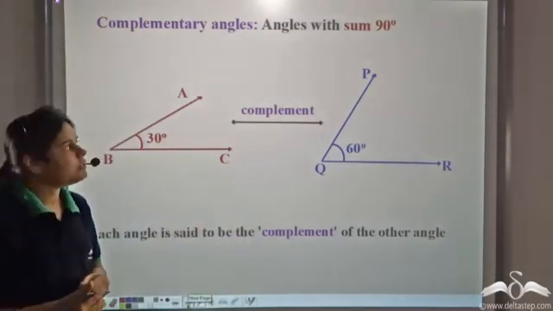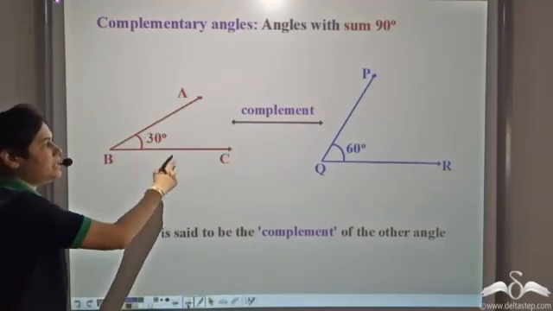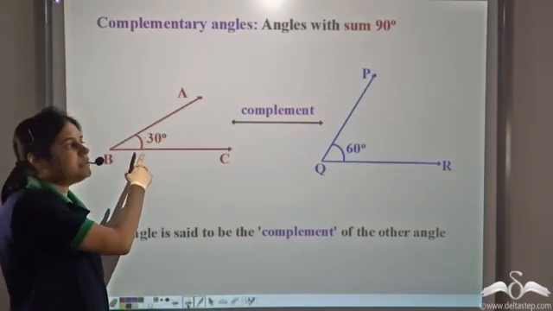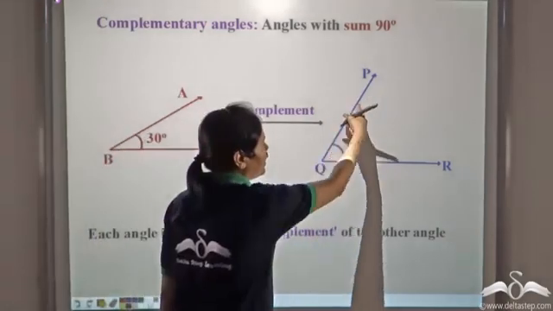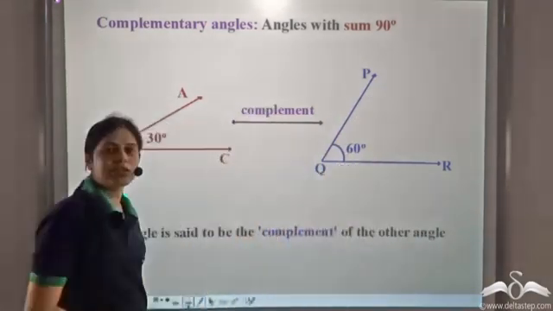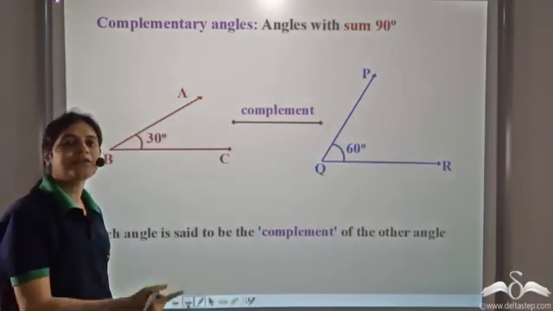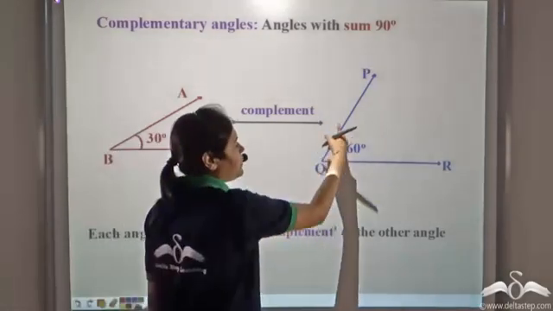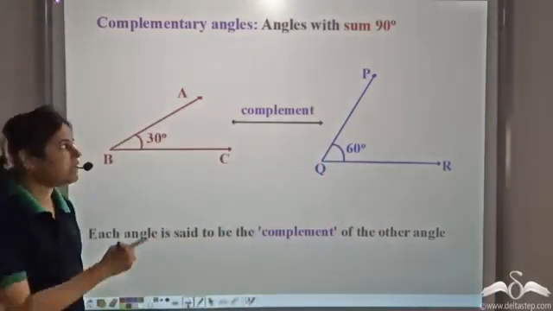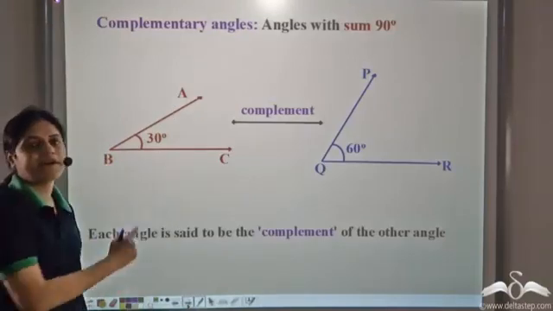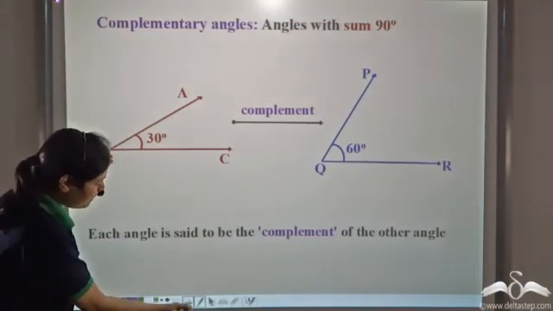When we have two complementary angles, then each angle is said to be a complement of the other angle. So angle ABC, which is a 30 degree angle, is the complement of angle PQR, which is the 60 degree angle. And the other way round, angle PQR is said to be the complement of angle ABC.